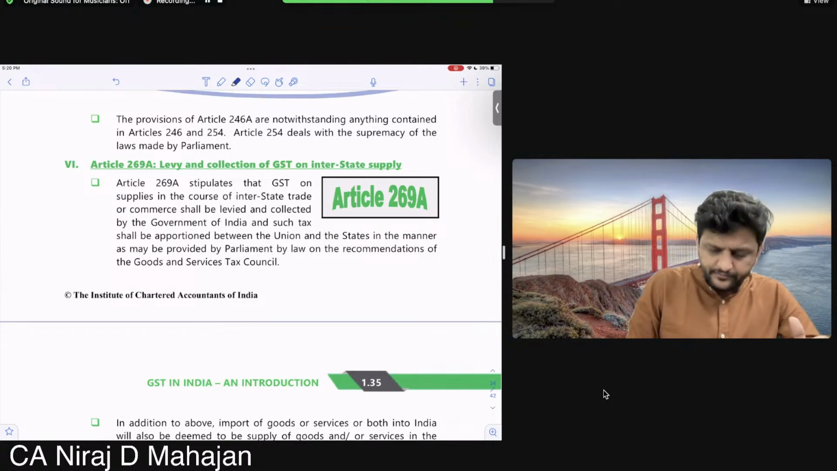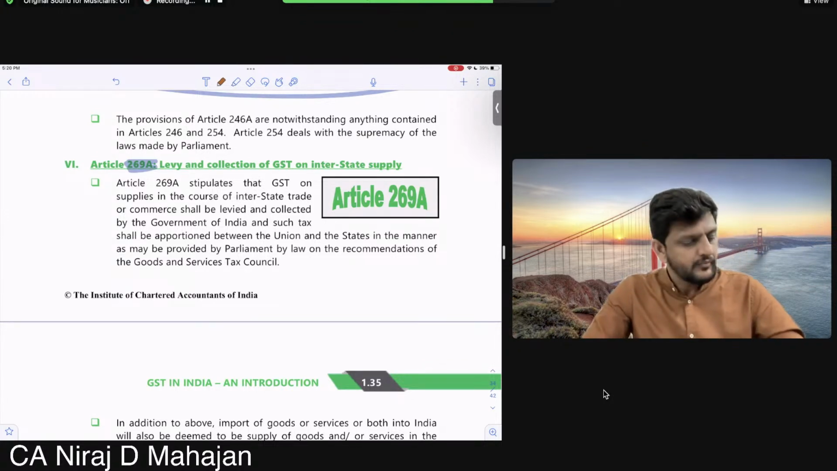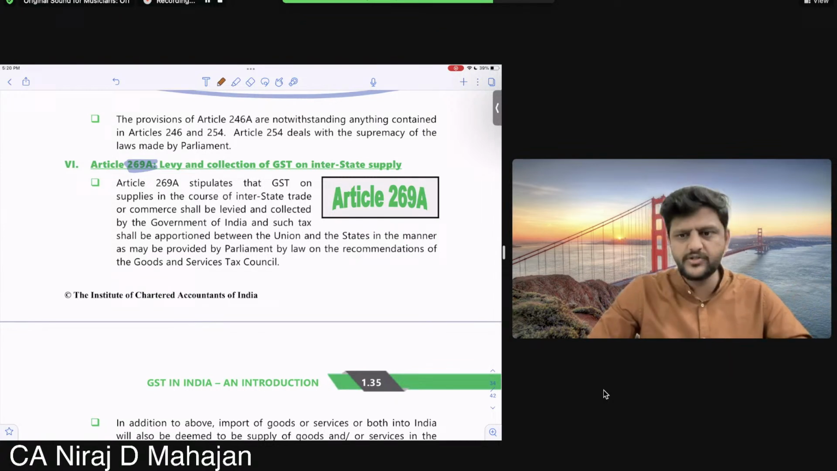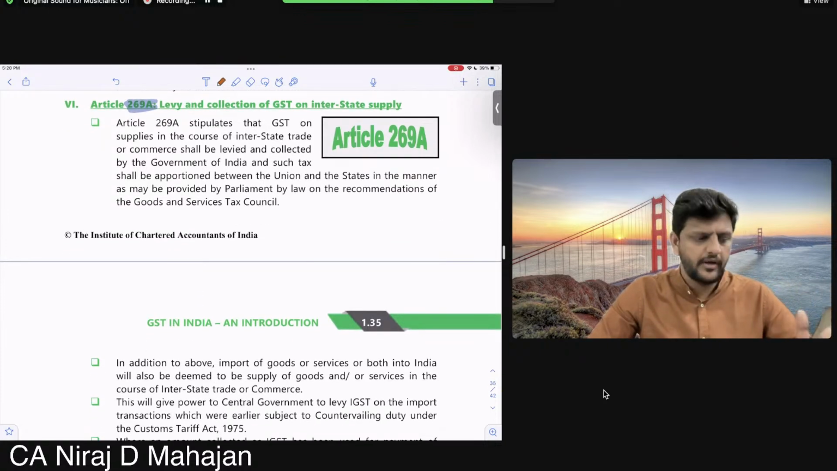Article 269A. You should in your notebook make a list of all these articles and what they talk about. Questions, bachcho, are asked on articles also from this chapter. That's what I'm telling you. Constitutional articles are important.